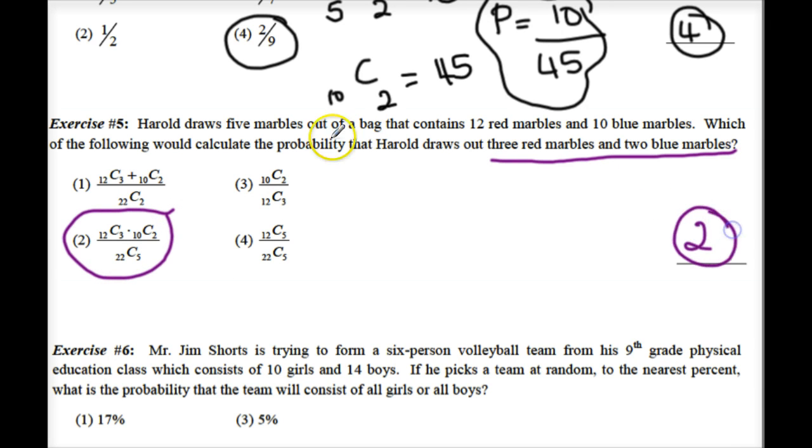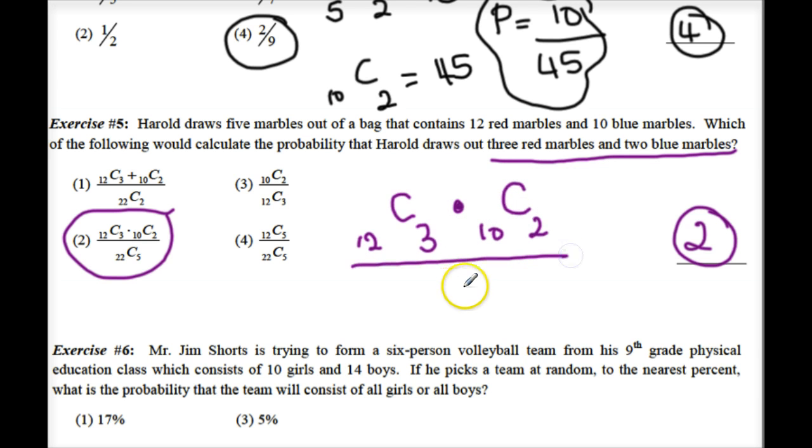But let's see why. The probability of getting 3 red and 2 blue. There are 12 red, and I need 3 of those, times there are 10 blue, and I need 2 of those, over what's the possible outcome. There are a total of 22, and I'm choosing 5. So by not even doing anything, you know that and, this word right here, means multiplication. The only one that has multiplication is choice 2.